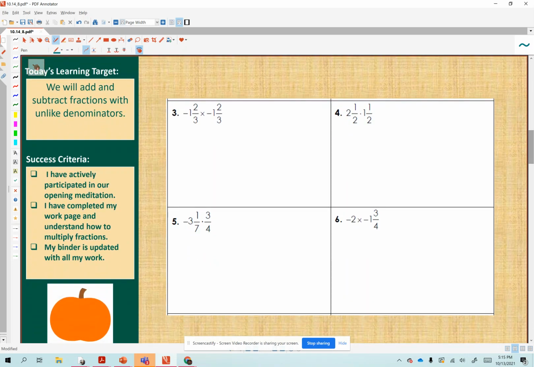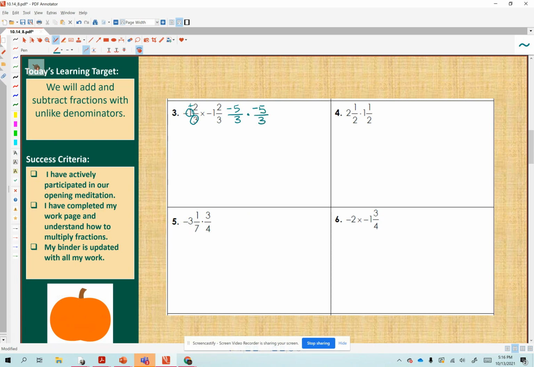We have two mixed numbers. Both of them are negative, so we need to be careful here. So negative 1 and 2/3 times negative 1 and 2/3. So let's create an improper fraction out of the negative 1 and 2/3. So we have 3 times 1 plus 2. So 3 times 1 is 3, plus 2 more is 5. So our improper fraction will be negative 5/3. And since they're the same fraction, it's negative 5/3 times negative 5/3.